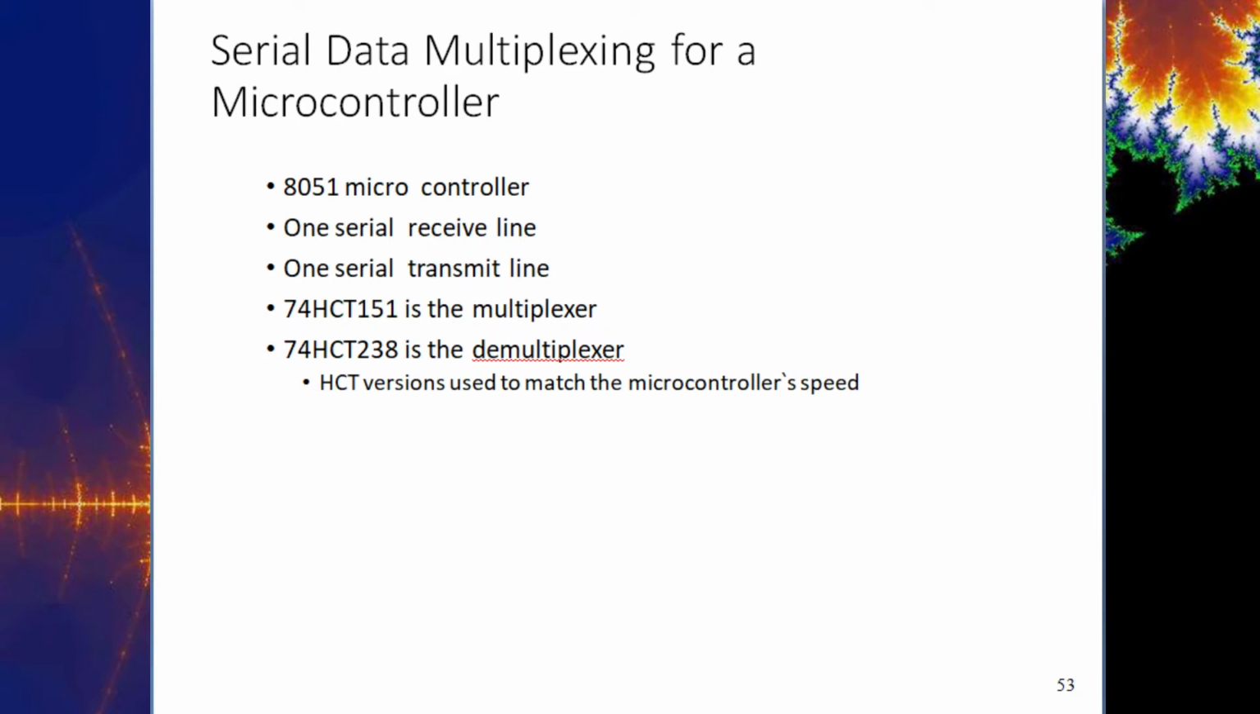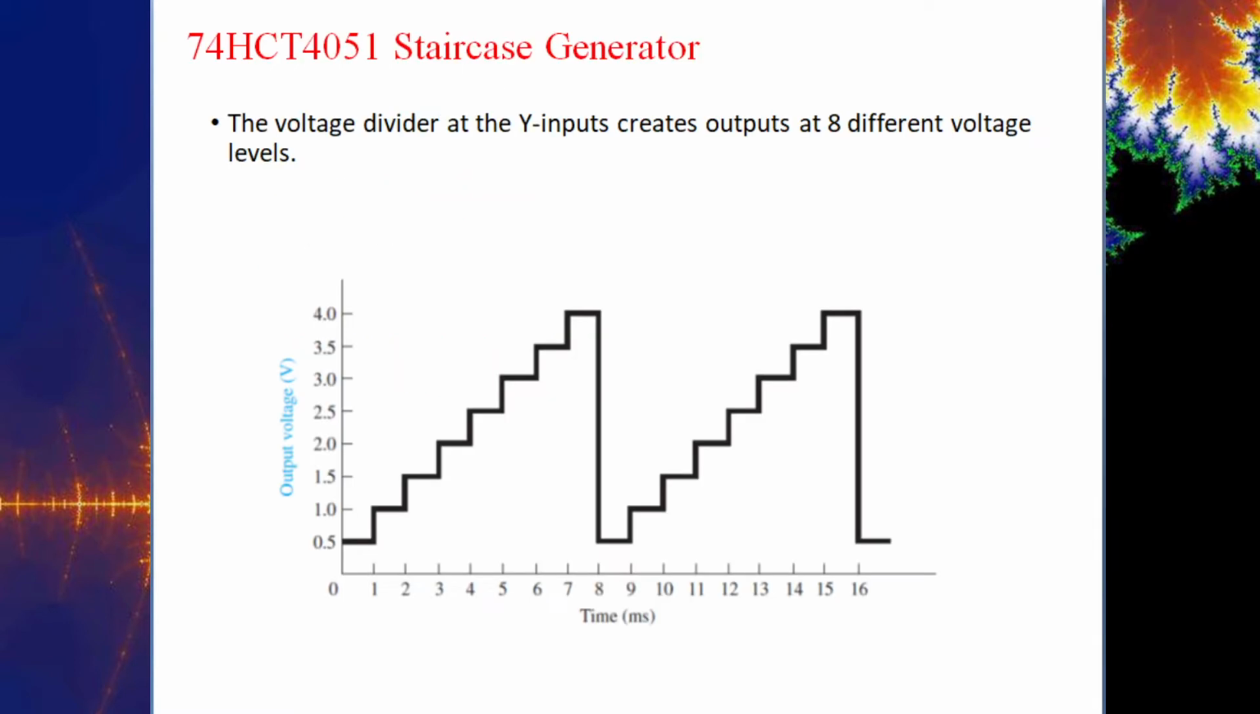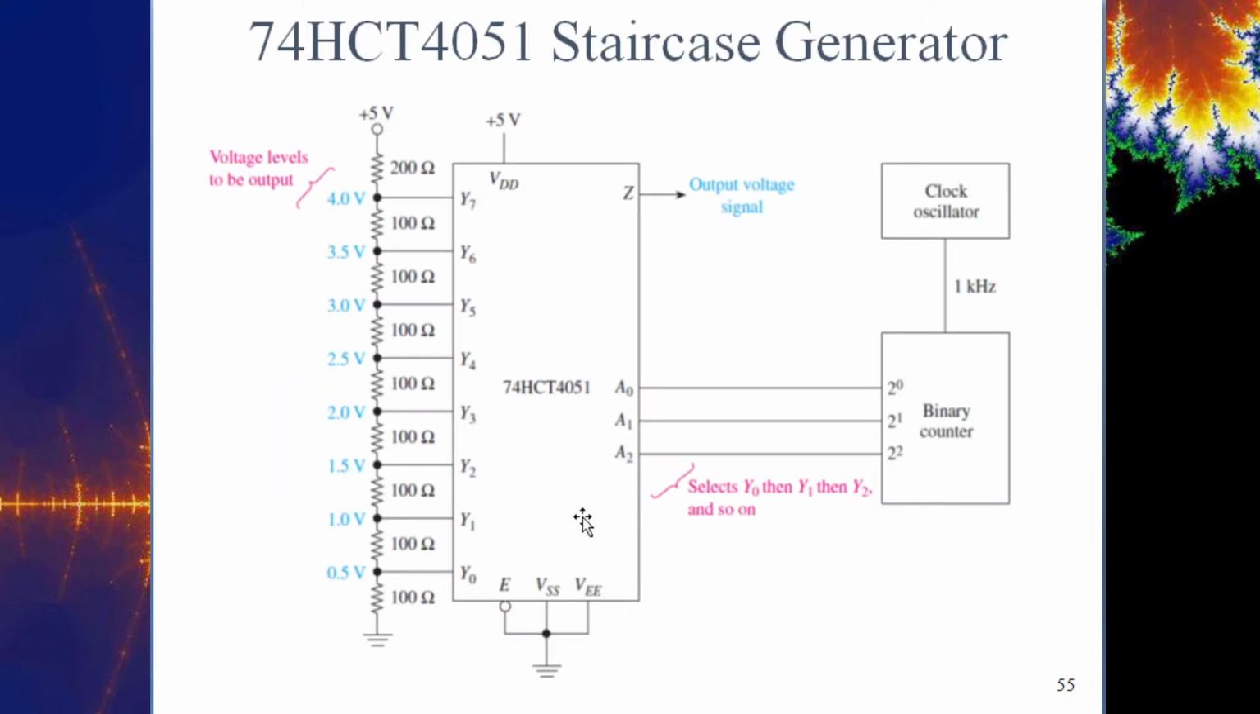Okay, I think that's essentially all I had to say about the multiplexing. One thing I will note is this staircase generator, and this is something that we can do with a 74HCT4051. What's over here, as you may notice from your circuits class, is that this is one great big voltage divider. That's it. And so we have different node voltages at different points here based on the resistor values. And these are the voltage levels to be output. And so we've come up with which voltage is going to get passed through.